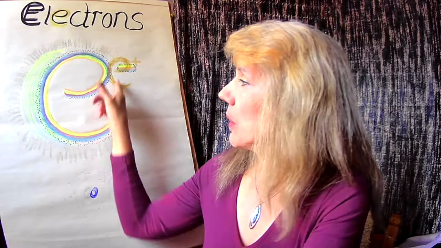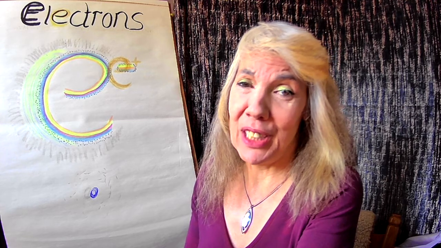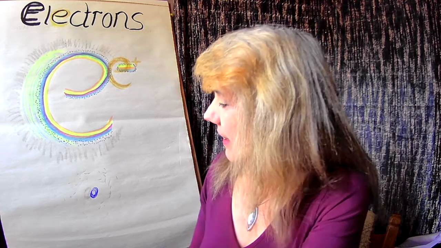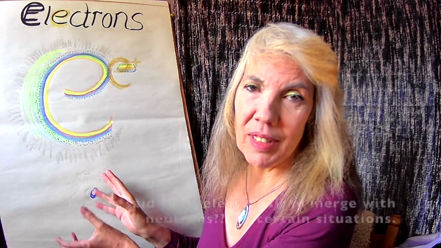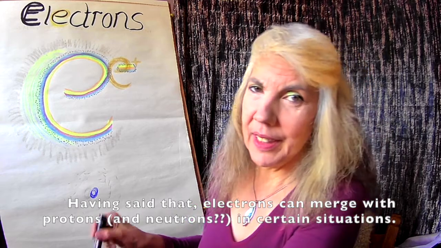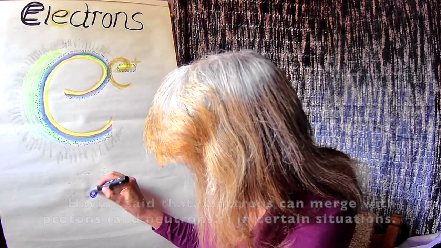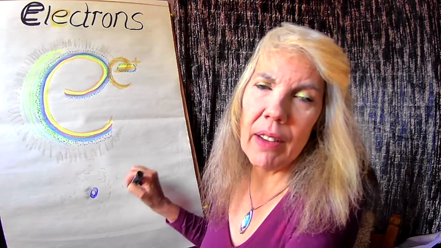Its physics symbol is an E minus, because it's negatively charged. And it exists outside the nucleus of the atom. It surrounds the core. You've got the neutron and the proton in the middle here. Then you've got electrons around it.